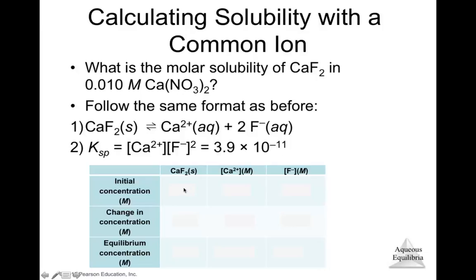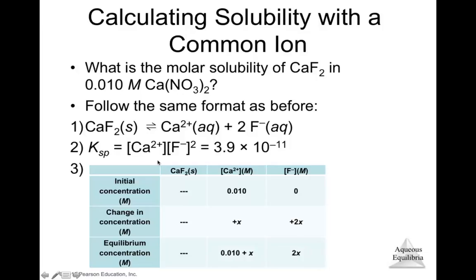So the initial concentration for calcium fluoride, as it is a solid, is not going to be affected. For calcium, the initial concentration is going to be 0.1 because now we have added this at the beginning. And for fluoride, we didn't have any concentration. Then the change in the concentration for calcium will be plus X, for fluoride will be plus 2X. And at equilibrium, this will be 0.01 plus X, and this will be plus 2X.